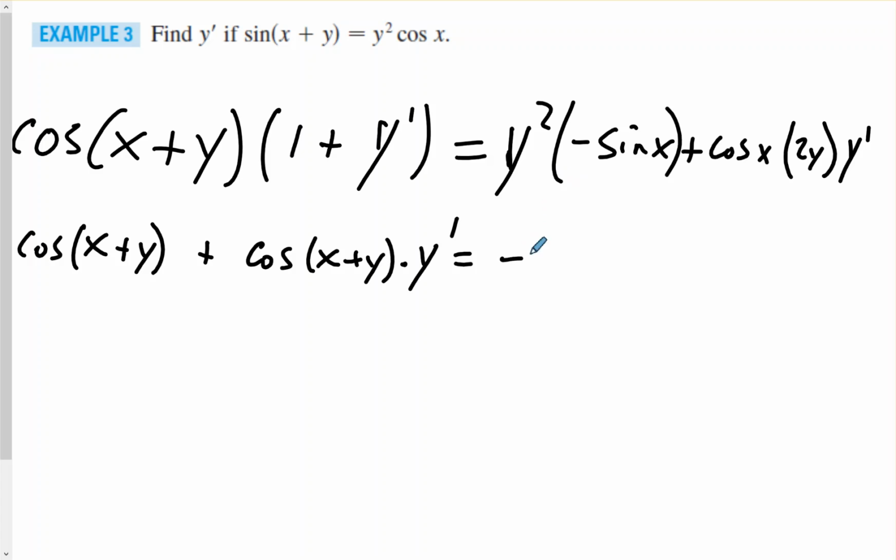And then here this will be negative y squared sine x plus cosine, we could do 2y cosine x times y prime. Okay, so we could bring the y prime terms to the left and then the non-y prime terms to the right.